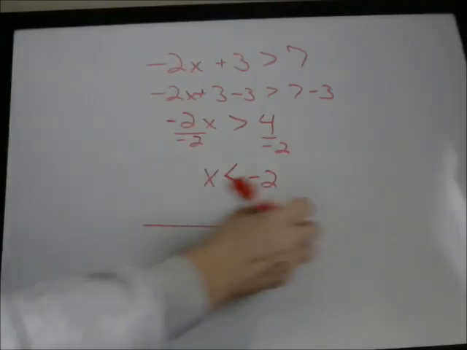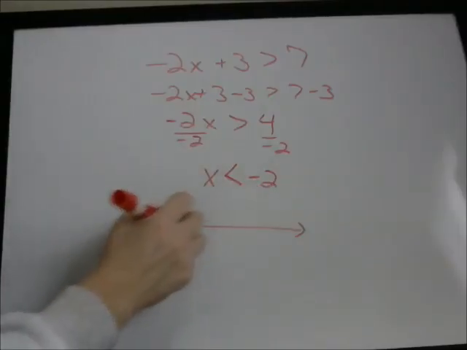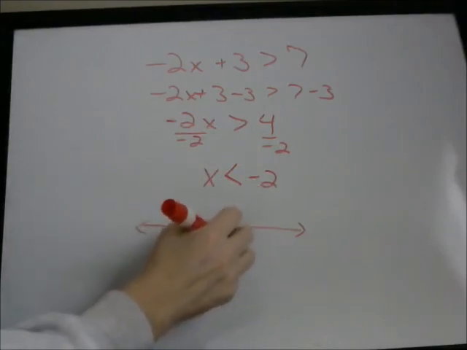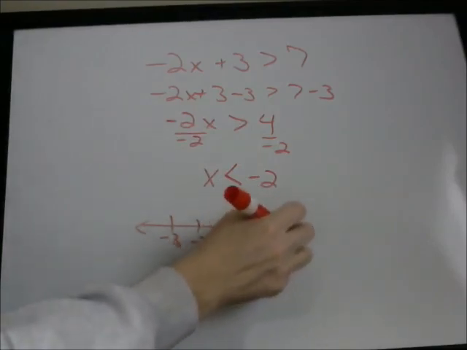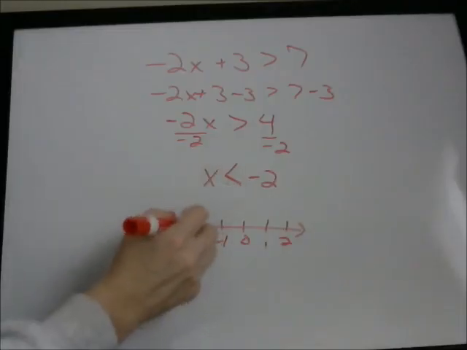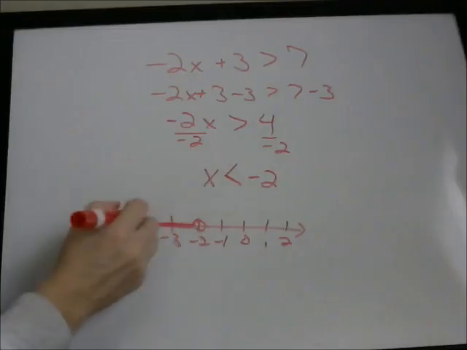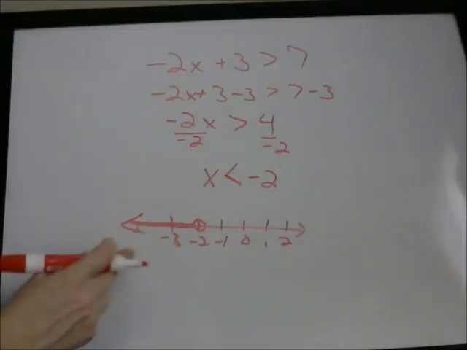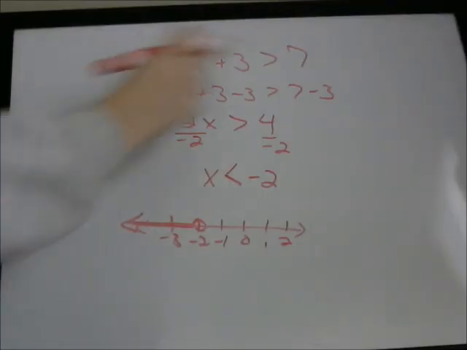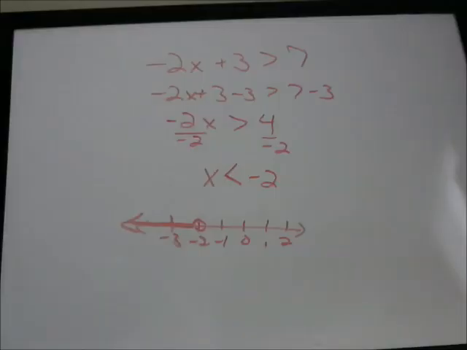Again, if we're looking at the number line, we'll say negative 2, negative 3, negative 1, 0, 1, 2, etc. X has to be less than negative 2. So not equal to negative 2, but less than negative 2. It has to be any number to the left-hand side of negative 2. So negative 3, negative 4, negative 5, negative 1 million. We could put that number in for x, and this inequality would hold true.